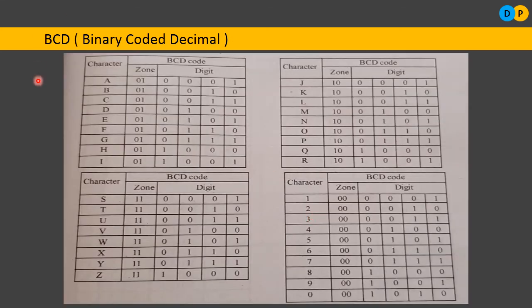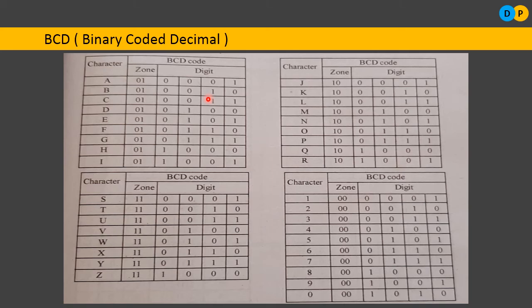So this is the BCD I was talking about. Earlier we had only 4 bits, but we added 2 more bits, which are referred to as zone bits. With these extra 2 bits, we can represent 6 bits' worth of combinations, nothing but 2 to the power 6, which is 64. In total, we will be able to represent 64 different codes.